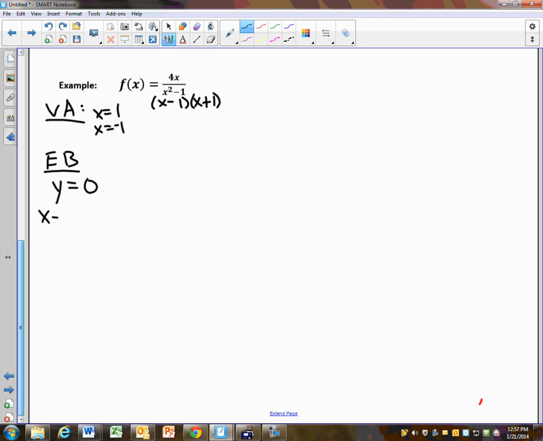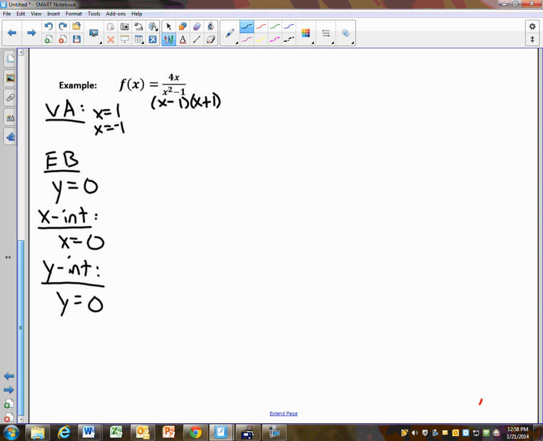Let's move to the x-intercept. The x-intercept happens when the top is equal to 0. Where is the top equal to 0? 0. The y-intercept happens when you plug in 0. If you plug in 0 for x, what do you get? 0 over -1 is 0. A lot of zeros here.